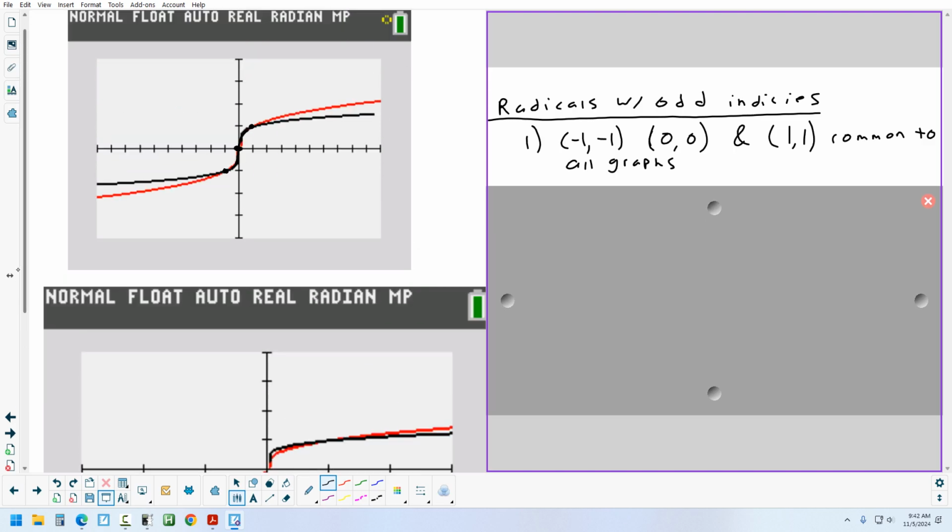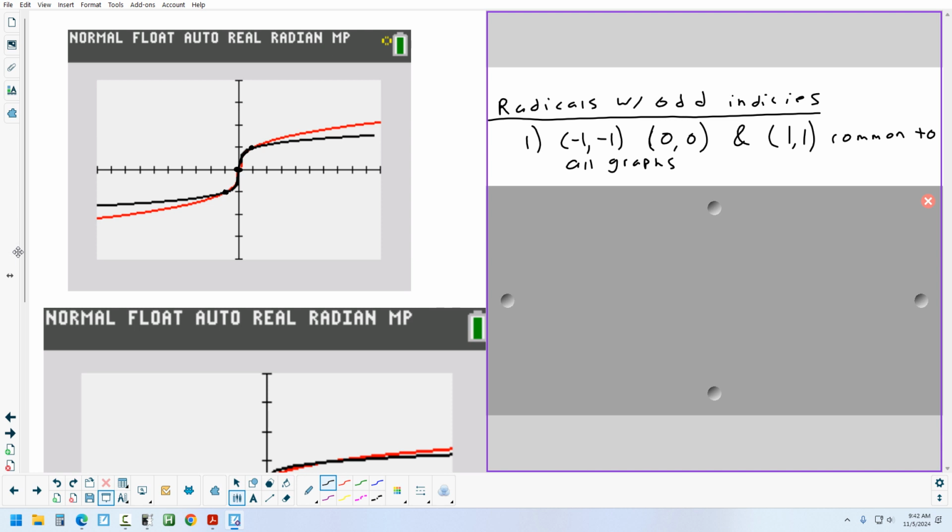And what about the domain? How far left and right does it look like an odd root goes? -infinity to infinity. Yeah. So the domain is all real numbers, which means you could do a cube root of any number, positive, negative, or 0, any number you want. So no restriction. So it goes left and right forever.